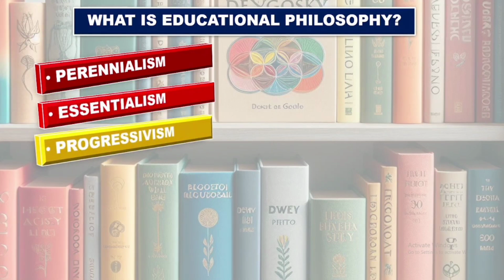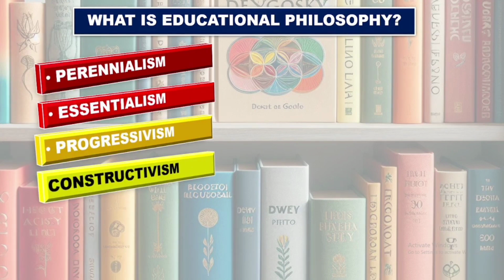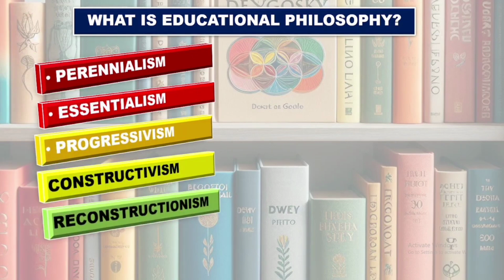Next up, we have Progressivism. The philosophy is all about student experiences, critical thinking, and problem solving. It encourages active learning and sees education as a way to develop not just knowledge but also social skills and creativity. Moving on to Constructivism. This philosophy centers around active learning and engagement. It believes that learners construct their own understanding through hands-on experiences, collaboration, and problem solving. It's all about learning by doing.